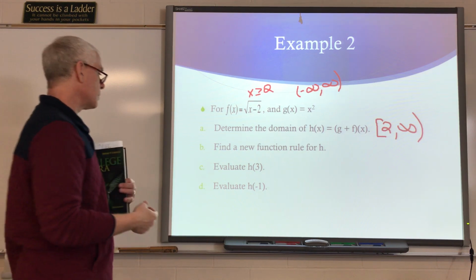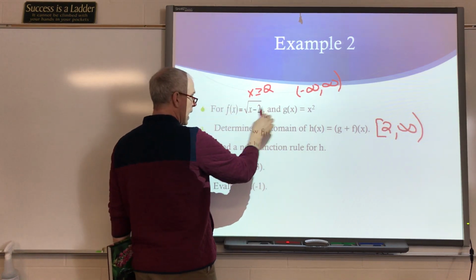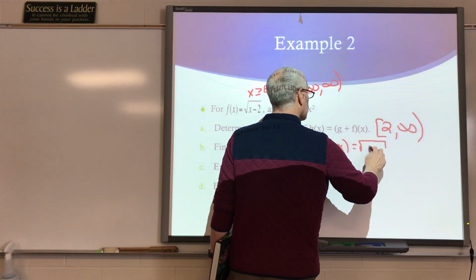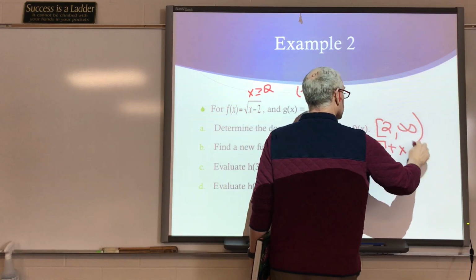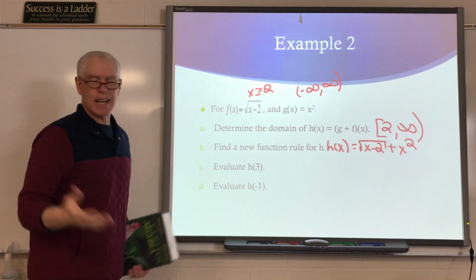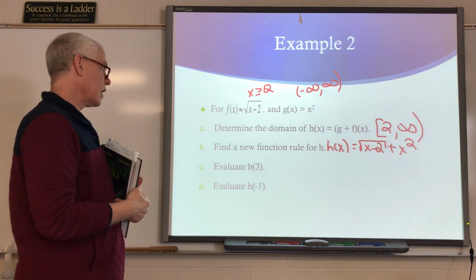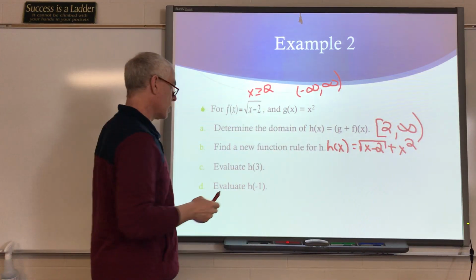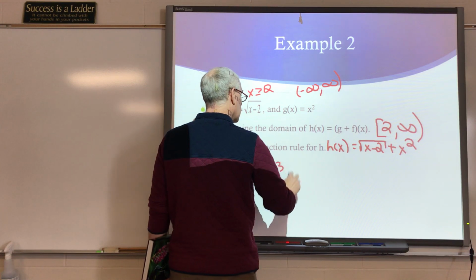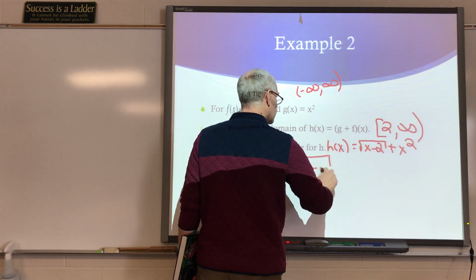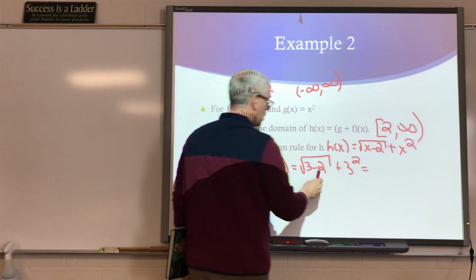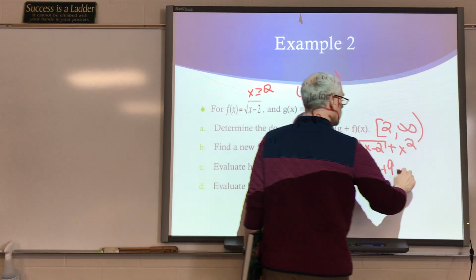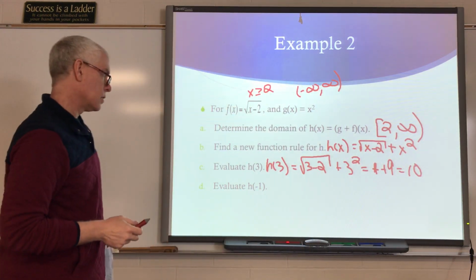Find a new function for h. Okay, our new function is just simply going to add these two together. Okay, so h of x is going to be the square root of x minus 2 plus x squared. Okay, that's what I get when I add them together. I can't simplify them, they're not like terms. Evaluate h of 3. Okay, well, first of all, is 3 in this domain? Yes, so I can evaluate it. So then h of 3 is going to equal the square root of 3 minus 2 plus 3 squared. Well, that's the square root of 1, which is 1, plus 9, equals 10. Okay, so that one's going to work out okay.